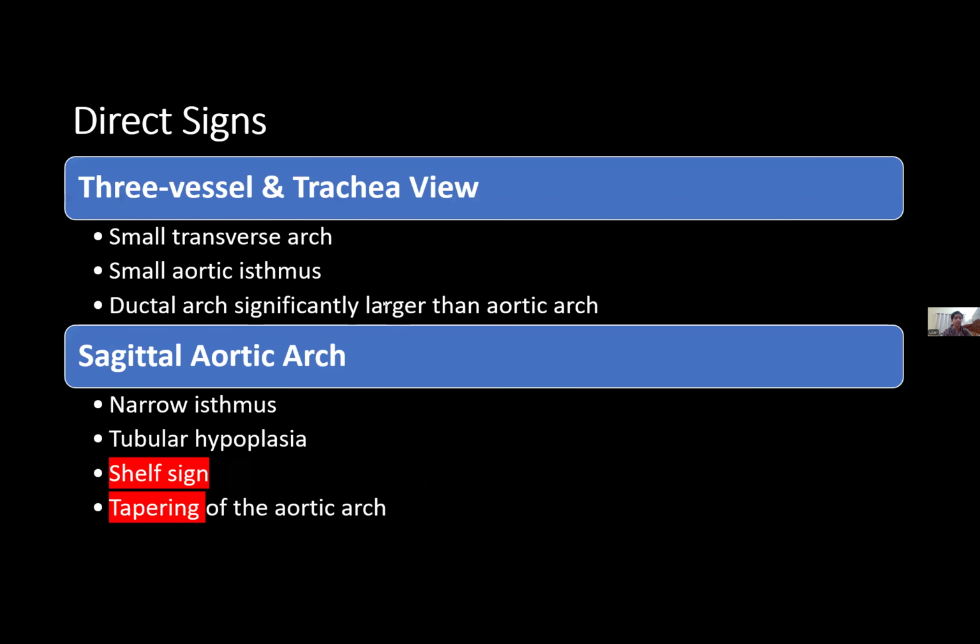The direct signs include the small transverse arch, small aortic isthmus, and a ductal arch that is disproportionately larger than the aortic arch. On sagittal aortic arch view, the isthmus shows narrowing, there can be tubular hypoplasia and tapering of the aortic arch upwards, and the characteristic posterior shelf sign.